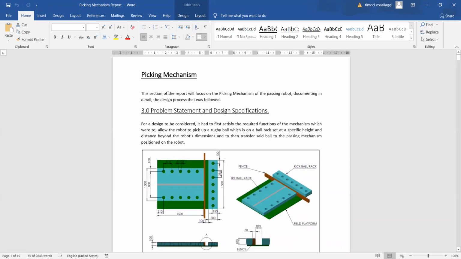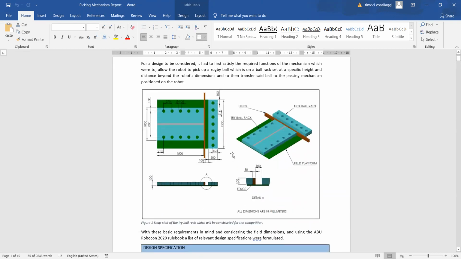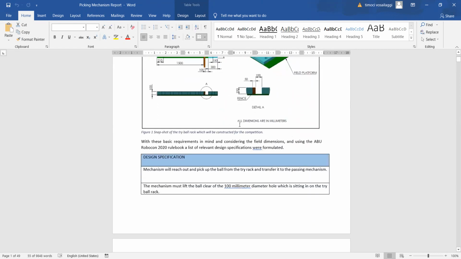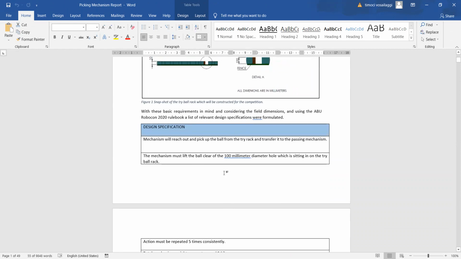So we started off by specifying our problem. So we came up with the problem. The problem was given to us by the Robocon competition. And from there, we decided our specifications. So you can also list your specifications in a table. It's not necessary that you have to do it in point form. You can put it in a table. However you'd like to represent your information, it's up to you.